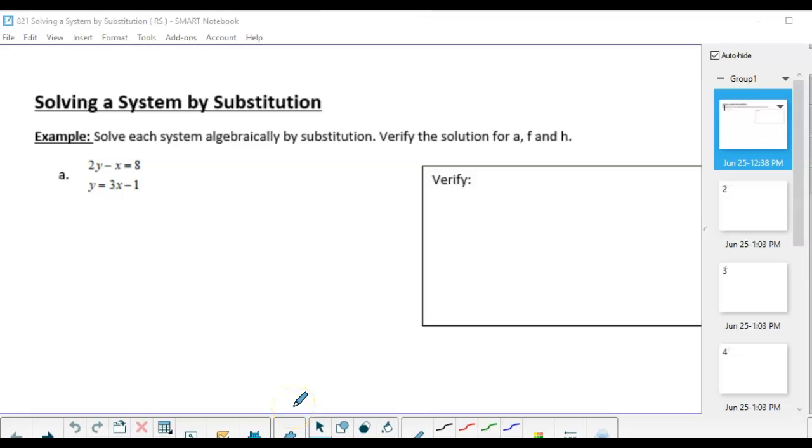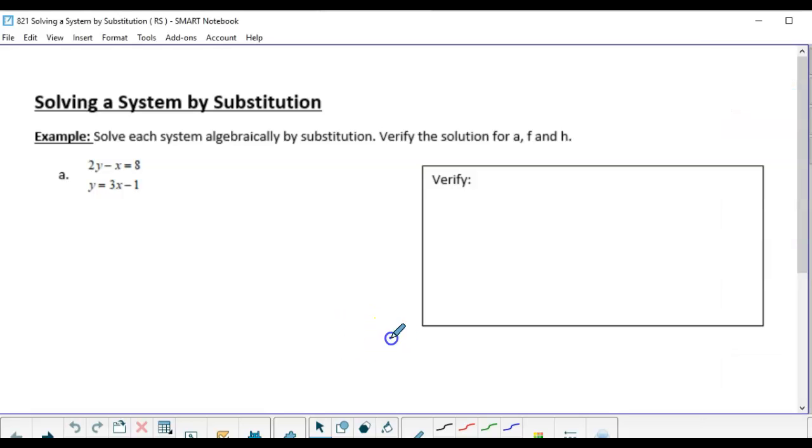Okay, we're looking at one of the algebraic methods for solving a system of equations. It's called the method of substitution. So you've done the graphical method, by hand and with a calculator. Now solving a system by substitution and elimination are the algebraic methods, so that you end up getting an exact solution.